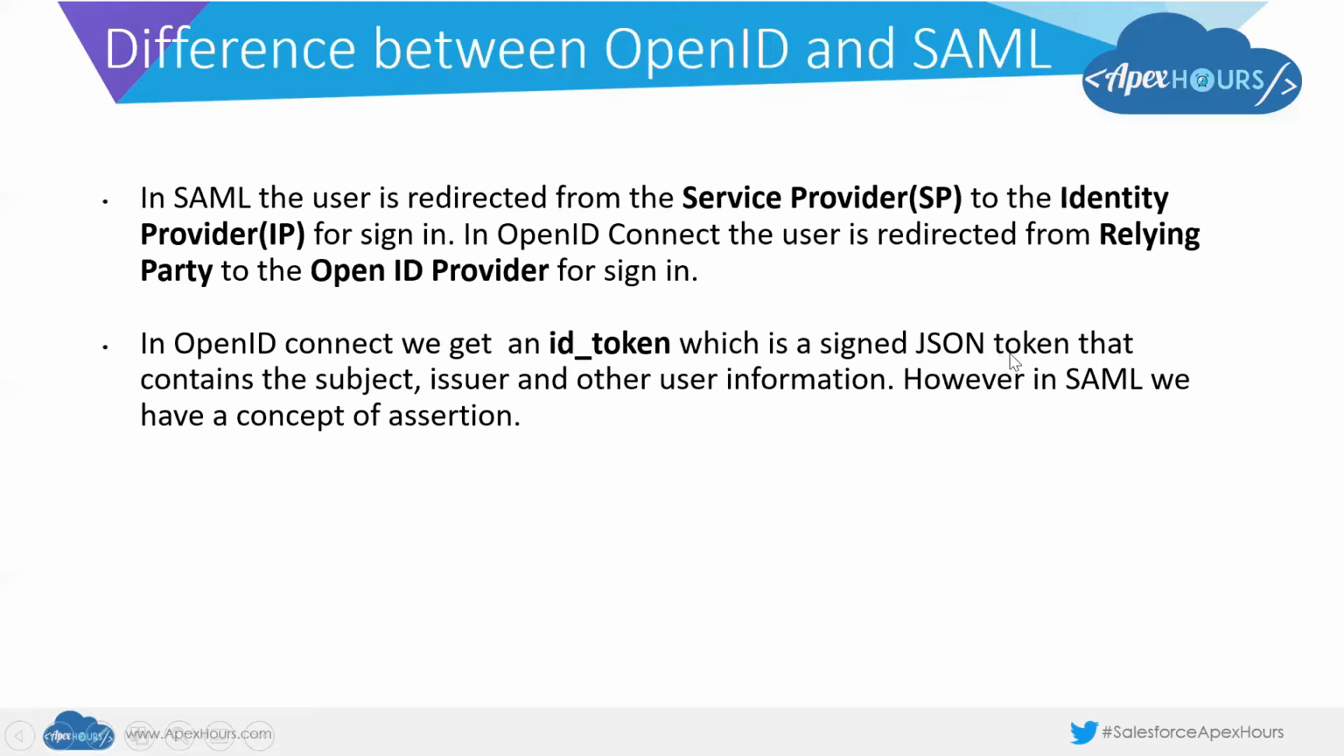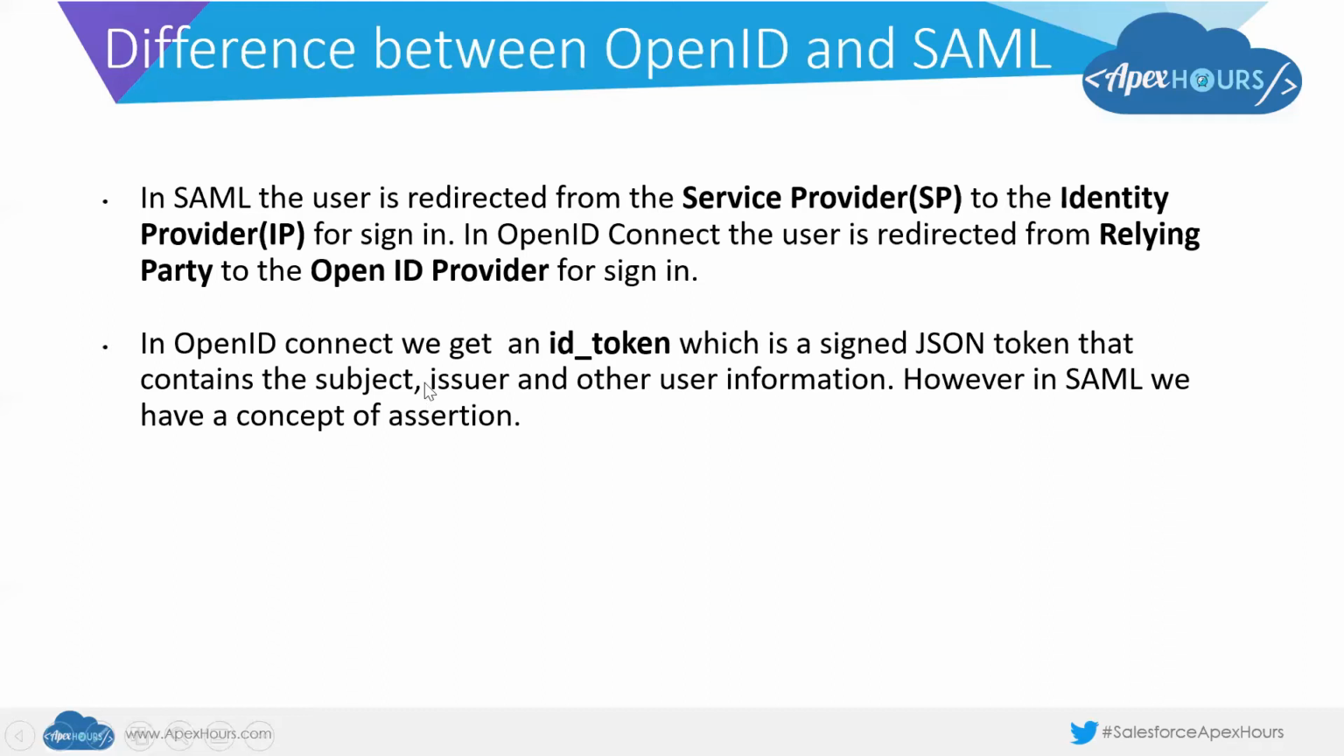Since it's a signed JWT token, you will not be able to decipher anything from the token itself just by looking at it. But if you decrypt this information, you will get the subject, the issuer, and the other user information, similar to a JWT token. Because if you remember, in a JWT token, the entire token is broken into three parts. One was the header, one was the payload, and another was the certificate part.